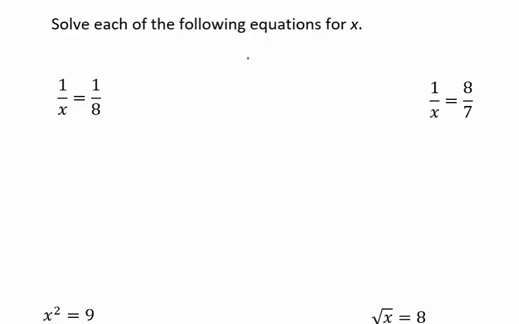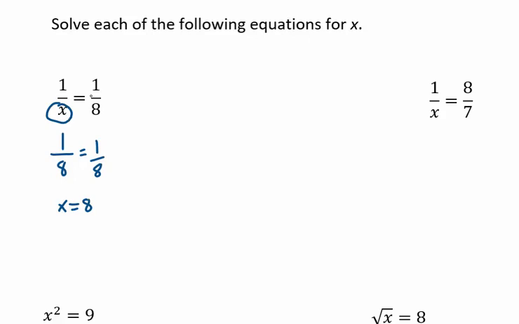In this problem, we're given several equations of different types, and for each one, we are to solve the equations for the variable x. In the first example, we have the reciprocal function set equal to 1/8. By inspection, you may note that if x were replaced with the number 8, you would get a true statement. So that means x equals 8 is the solution to this equation.